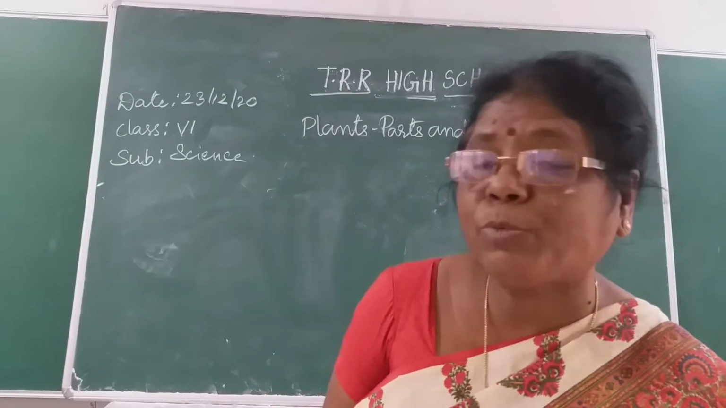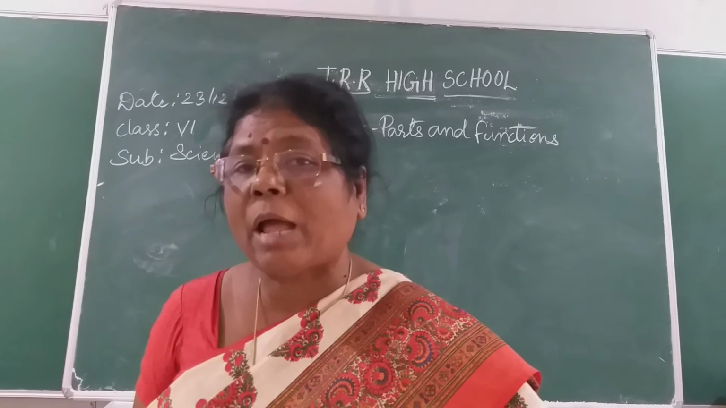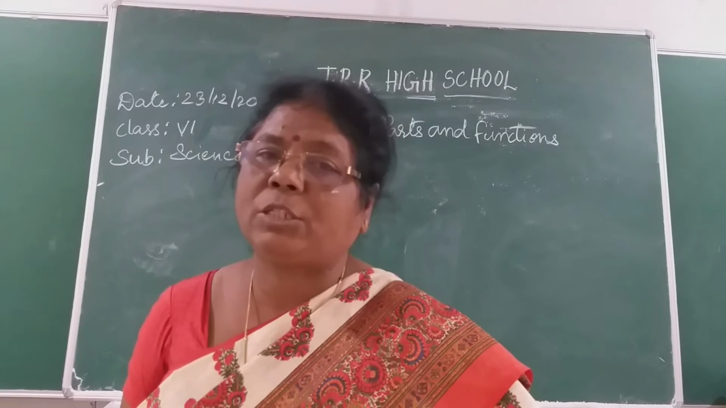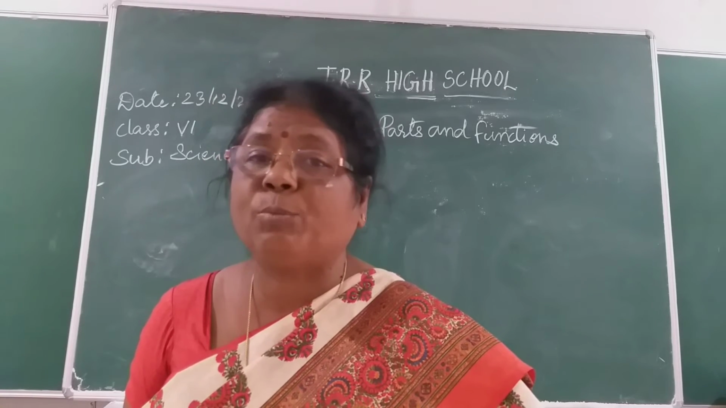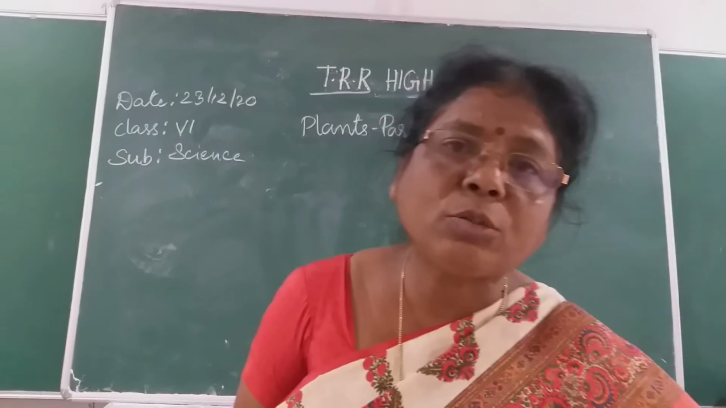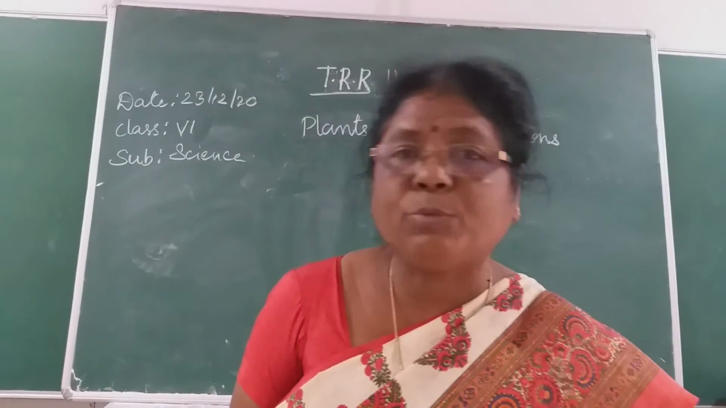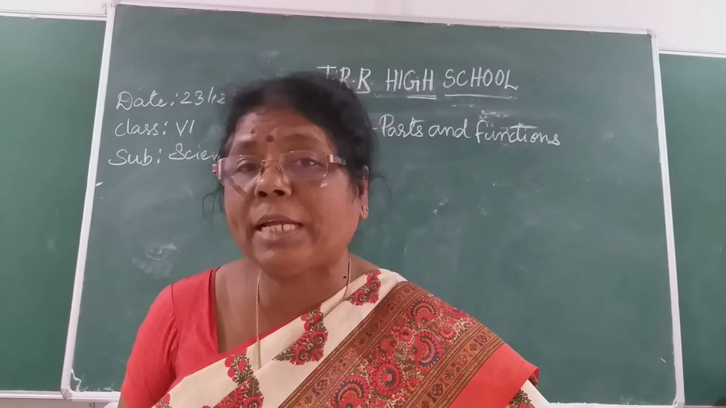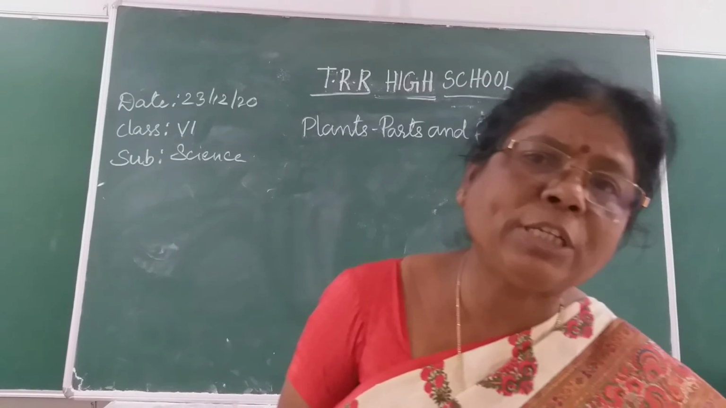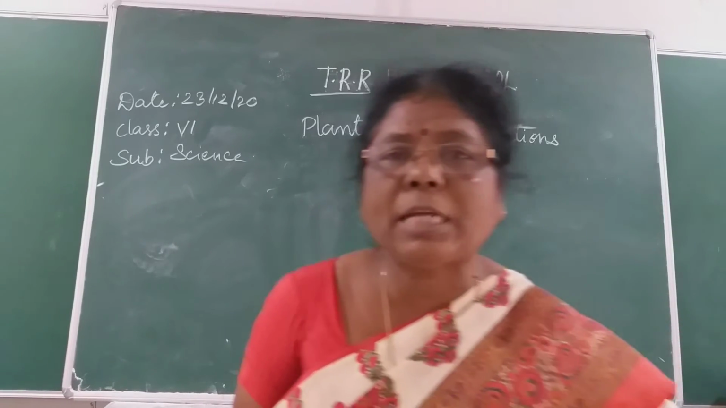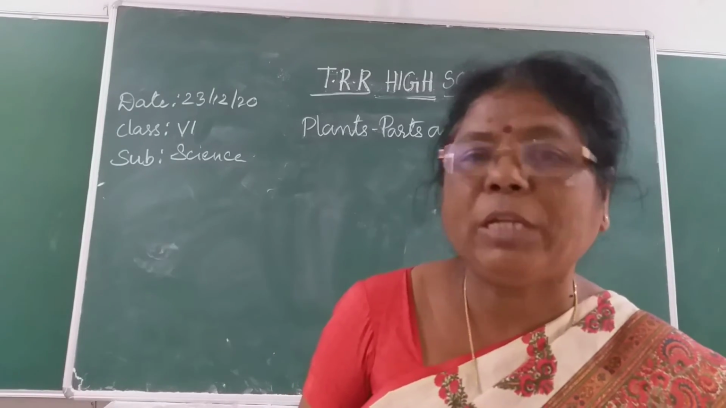And what is venation? Arrangement of veins in the lamina is called venation, isn't it? It acts like a skeleton to the leaf, means it gives shape and support to the leaf. How many types of venation are there? Two types. What are they? Reticulate venation and parallel venation, isn't it? Reticulate venation is present in taproot system plants and parallel venation is present in grass family plants.